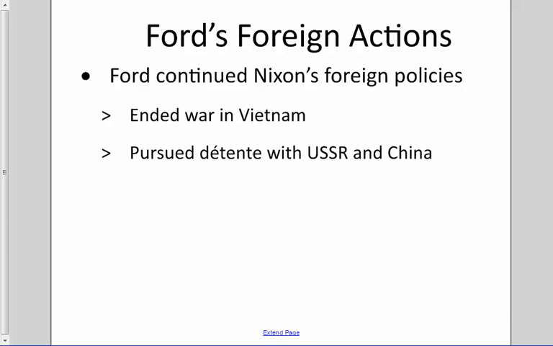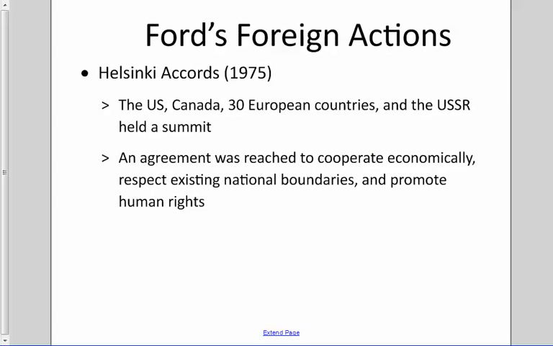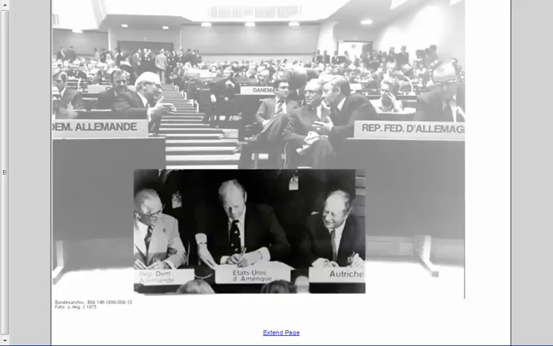Foreign policy-wise, like we said, Ford ends the war in Vietnam. He also continues to pursue détente with the Soviet Union and China that Nixon did. He's really doing Nixon's policies. In addition, he has the Helsinki Accords, a summit with the US, Canada, Europe, and the Soviet Union, where they agree to cooperate economically, respect existing boundaries, and promote human rights. So we're starting to get along a little better with others, including the Soviet Union.